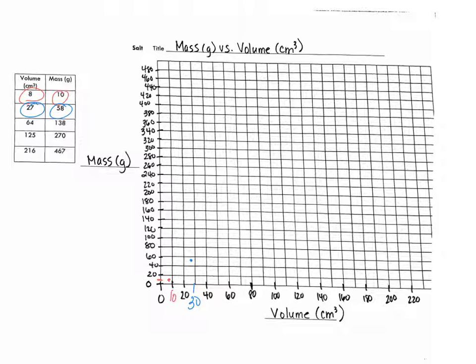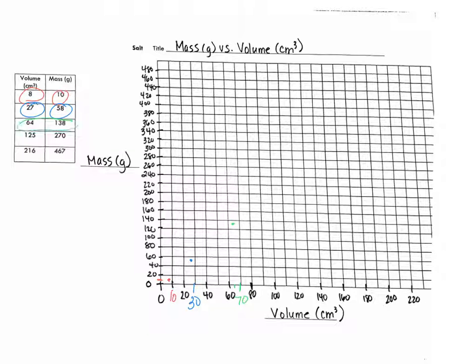For my next point, my volume is 64, so I have 60 labeled here. This here is 70. Again, it's not labeled, but it's even spacing, so I know it's 70. So 64 is going to be just on the 60 side of the middle. So I go about there, and I'm going to go up to 138. 138 is going to be a little bit short of 140. So I'm going to put my point about there.